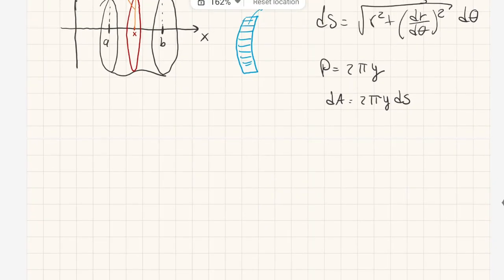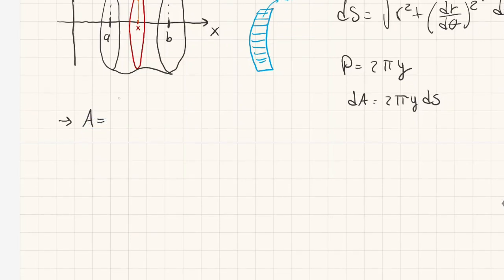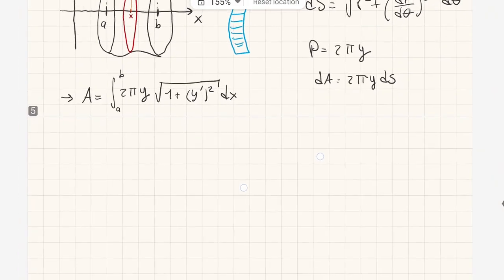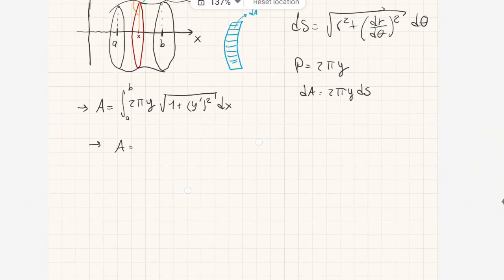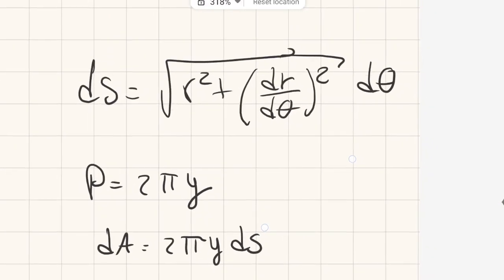Okay, so in Cartesian coordinates, we will get that the area of the surface of revolution will be the integral from a to b of 2 pi y times ds, right? But that is the square root of 1 plus y prime squared dx. Perfect.